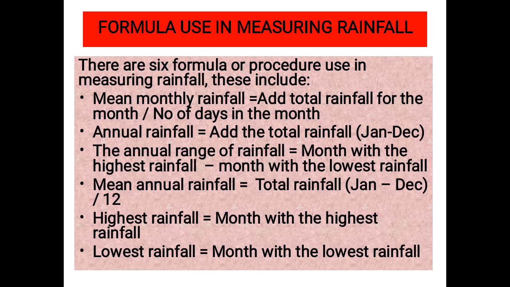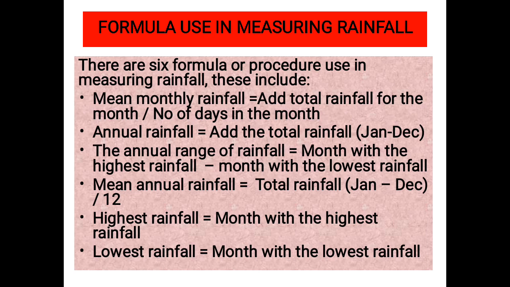There are 6 formulas or procedures which we can use in calculating rainfall. Number one: the mean monthly rainfall is equal to the total rainfall for the month over the number of days in the month. Then annual rainfall: you add the total rainfall from January to December. You add all of them together.